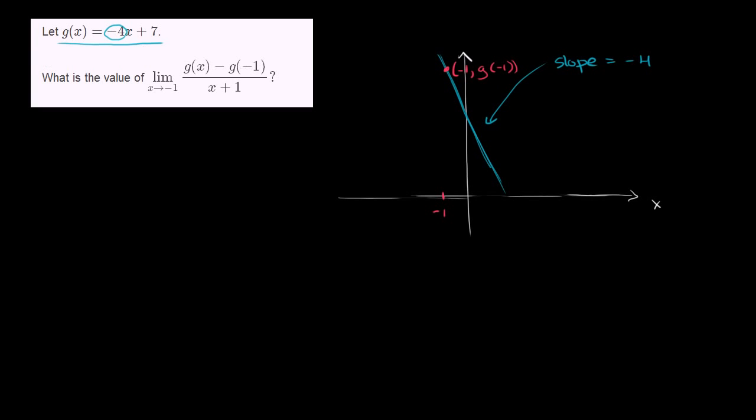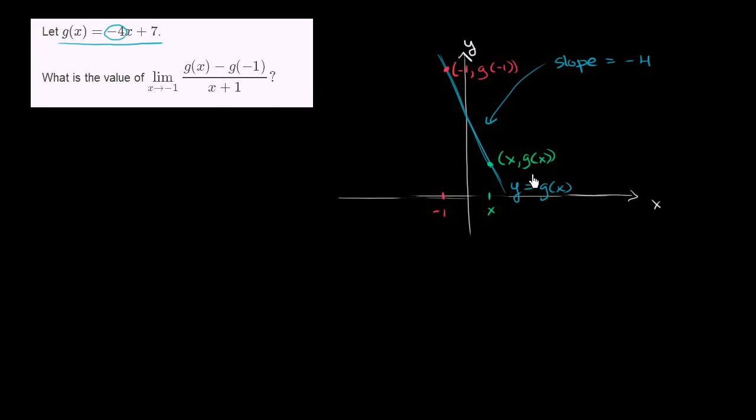And let me label everything else. So I could call this my y-axis. I could call this graph, this is the graph of y is equal to g of x. So what they're doing right over here is they're finding the slope between an arbitrary point x, g of x, and this point right over here. So let's take another x. So let's say this is x. This would be the point x, g of x.